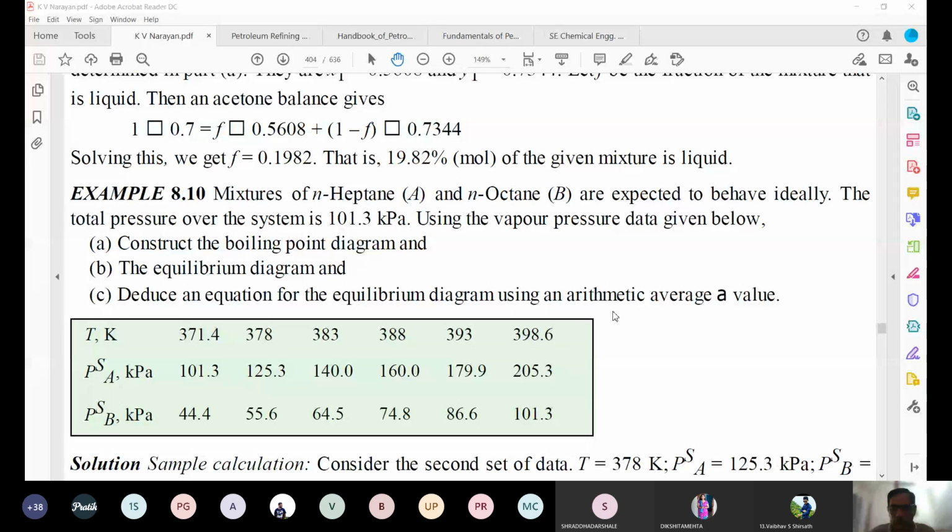Okay, so did you get the answer for the first point? x1, xa and y. What is the value of xa and y for the first point? x is equal to 1 and y is also equal to 1. Yes, because it is pure heptane, so it should come out as 1.